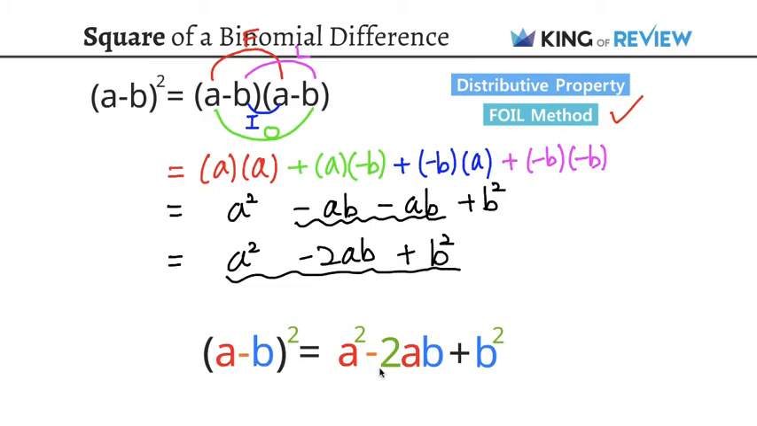And I also remember this in a song. Okay, let's sing a song together. a squared plus b squared plus 2ab, a squared plus b squared minus 2ab. It's easy, okay?